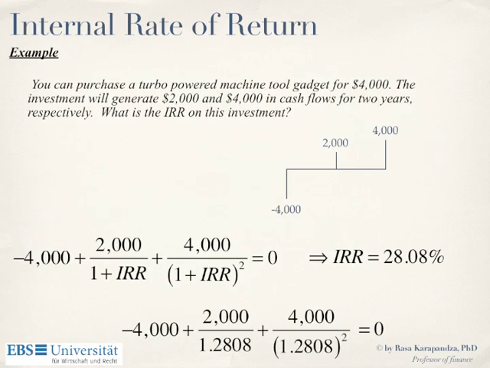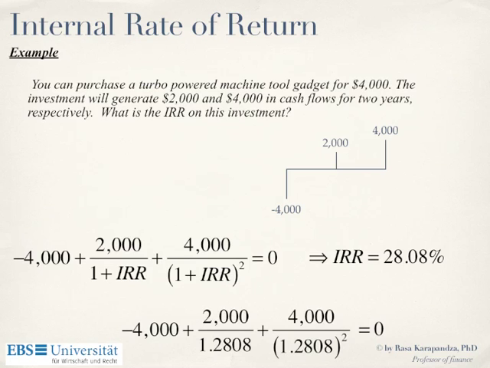Now, you see, this text says something like this. You can purchase a turbo power machine tool for 4,000. The investment will generate 2,000 and 4,000 for 2 years respectively. What is the internal rate of return of this investment? Now, let's rephrase this text in a different way. The bond price that you buy today for $4,000, this is the market price. This is what you have to pay for this bond. It will give you 2,000 in year 1 and 4,000 in year 2.